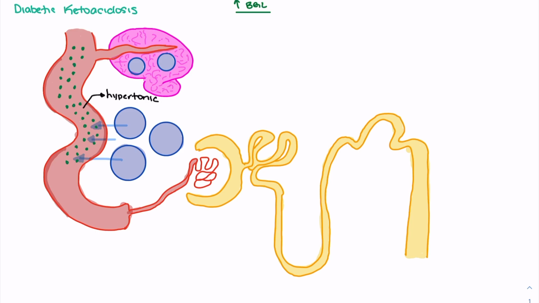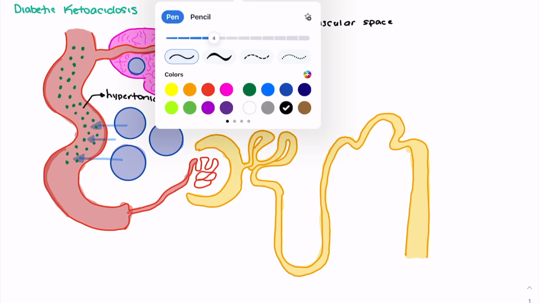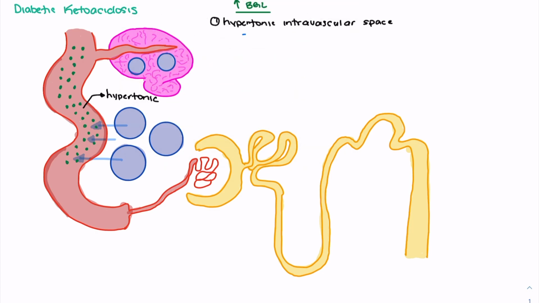So one of the big consequences that we see with an increase in blood glucose level is we get a hypertonic intravascular space. And what that's going to lead to is fluid shifting. So we know that the hypertonicity of that intravascular space is going to lead to extravascular fluid shifting. So we're going to deplete our cells and our interstitial space of the fluid that they have. So we see extravascular fluid shifting and depletion.